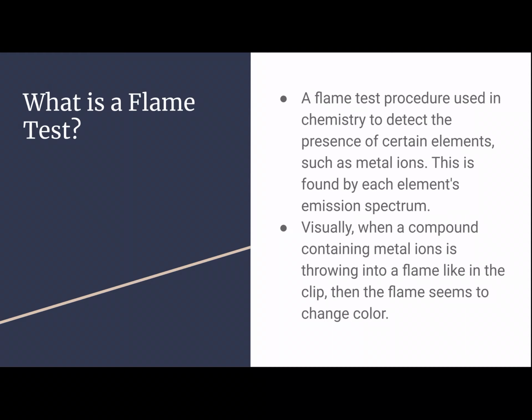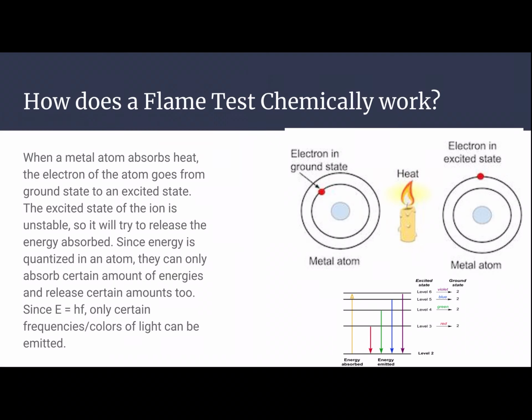A flame test is a procedure used in chemistry to detect the presence of certain elements such as metal ions. This is found by using each element's emission spectrum. But visually, all that matters is that when a compound such as metal ions is thrown into a flame, like in the clip, we see that the flame seems to change color. So it goes from like red to yellow, or red to green, or red to purple.